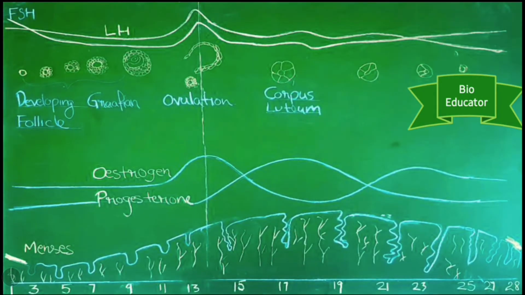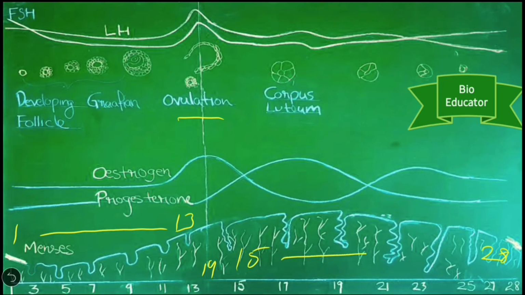This is the diagram showing hormone levels in day-wise order during the reproductive cycle. We can divide it into three parts. From day 1 to day 13, this is the pre-ovulatory phase. Day 14 is the ovulatory phase, where ovulation takes place, and from day 15 to 28 is the post-ovulatory phase.